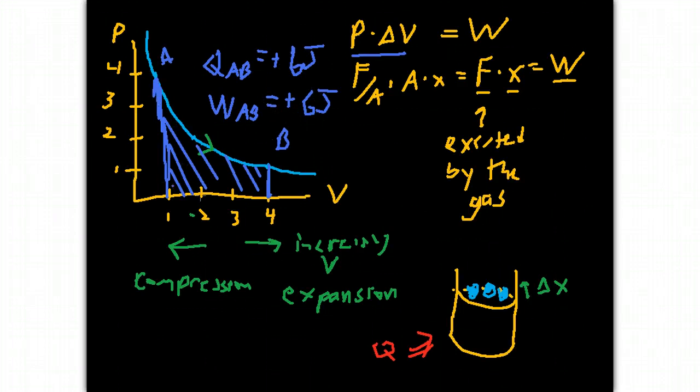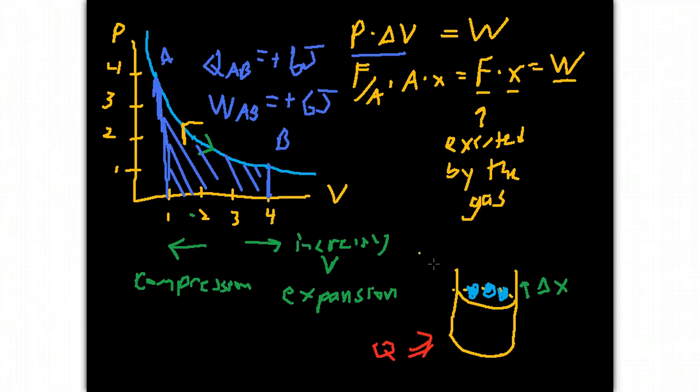But one of the nice things is that we can use this to tell us what that is. And the area under this curve is going to be positive. In this case, I'm just making it up, but let's say positive 6. One question then is, what happens if you do the process backwards? What if instead of expanding the gas from 1 liter to 4 liters, we compress it from 4 to 1?